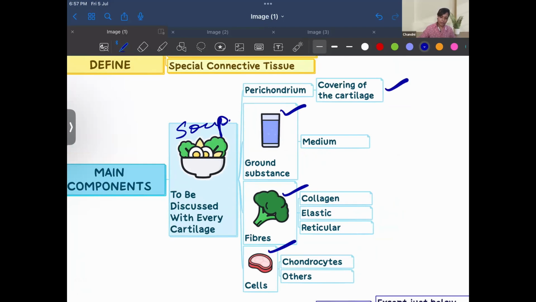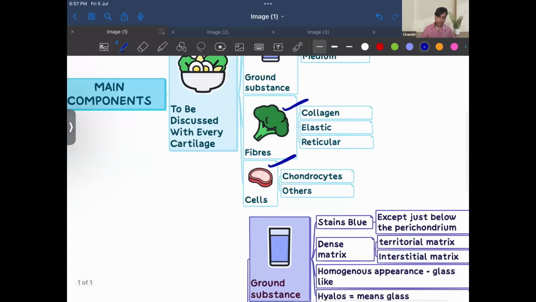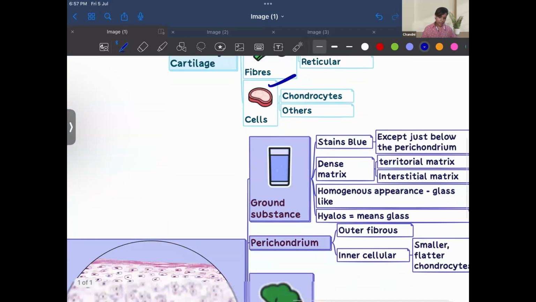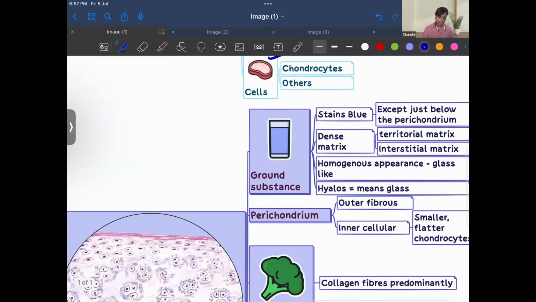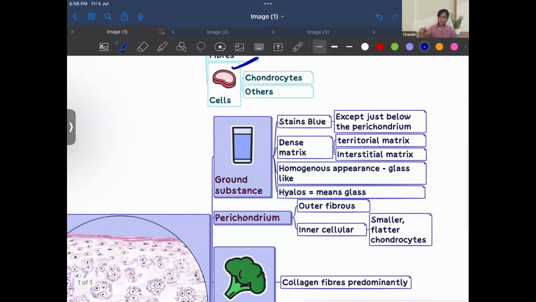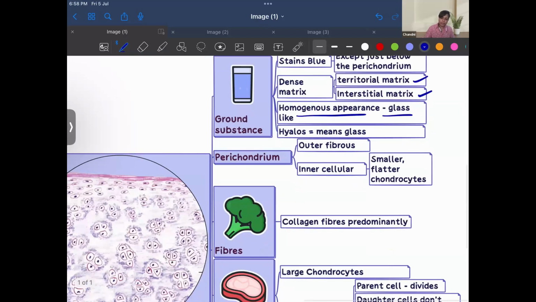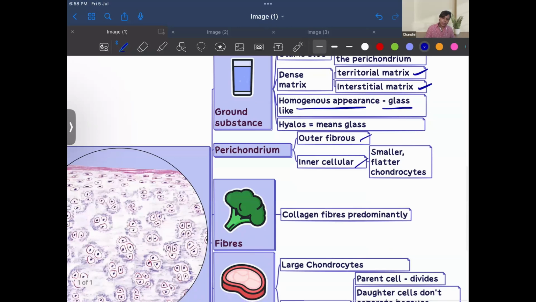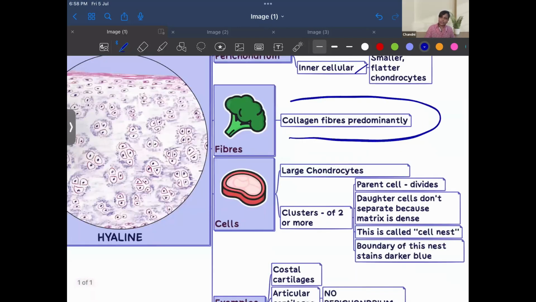What is perichondrium? It is the covering. This is now I'm revising. Okay, so first we have hyaline cartilage. Here in this mind map, it clearly shows what the features of the ground substance are. I mentioned territorial matrix and the interstitial matrix. I also told you it has a homogeneous appearance, so it looks kind of like glass, which is why it gets its name. Hyalos means glass. Perichondrium has an outer fibrous layer and an inner cellular layer. Predominantly the fibers are collagen fibers. I've put a broccoli here to remember.